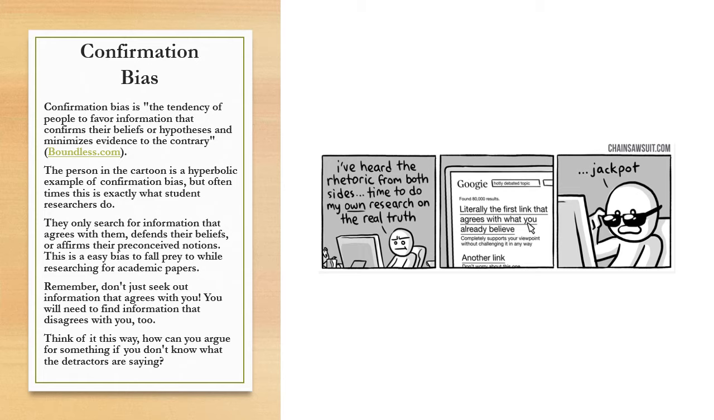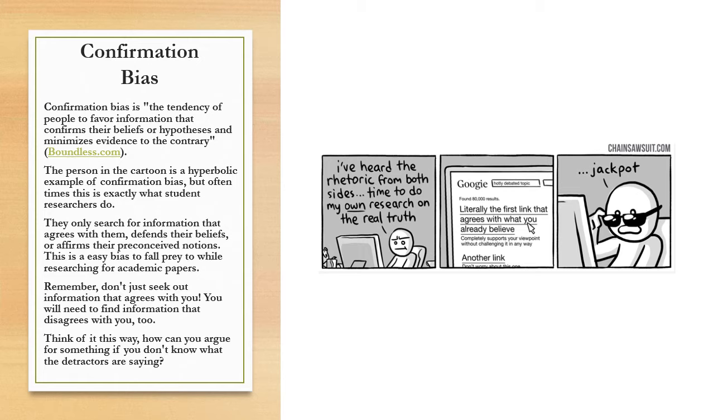They only search for information that agrees with them, defends their beliefs, or affirms their preconceived notions. This is an easy bias to fall prey to while researching for academic papers, because you want ammunition. You want good ammo for writing a paper that supports your argument. But you need to remember that you shouldn't just seek out information that agrees with you if you're writing a real research paper. You need to find information that disagrees with you too.